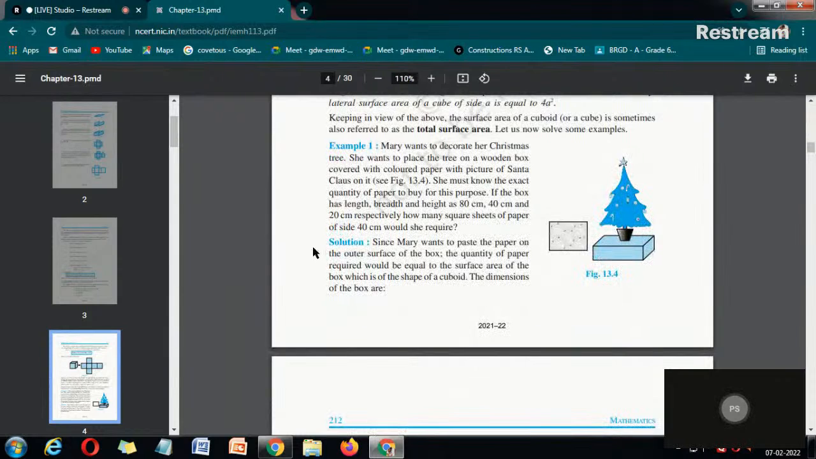Mary wants to decorate her Christmas tree. She wants to place the tree on a wooden box covered with colored paper with picture of Santa Claus on it. She must know the exact quantity of paper to buy for this purpose. If the box has length, breadth, and height 80 centimeter, 40 centimeter, and 20 centimeter respectively, how many square sheets of paper of side 40 centimeter would she require? Here we are going with total surface area, guys.